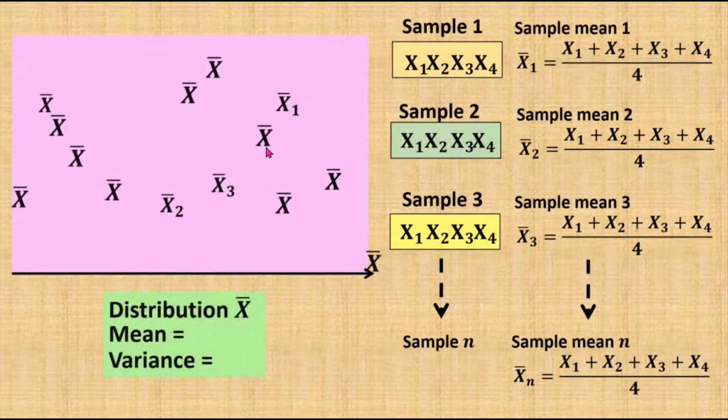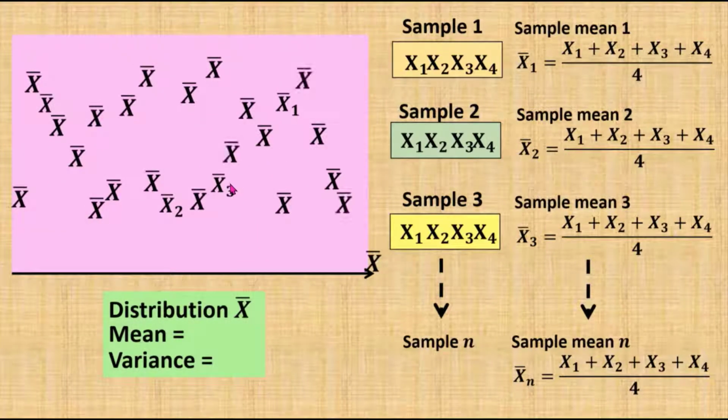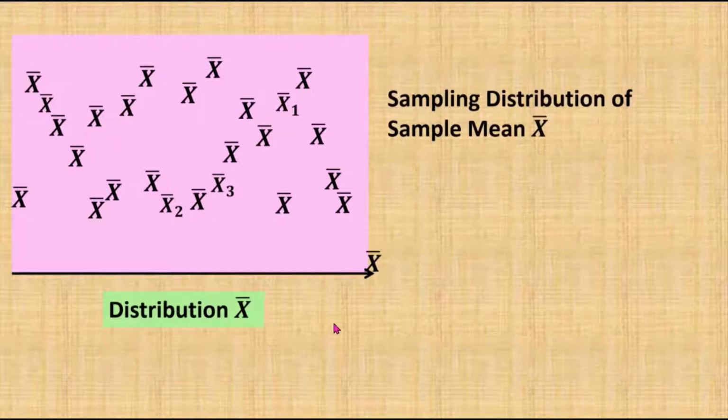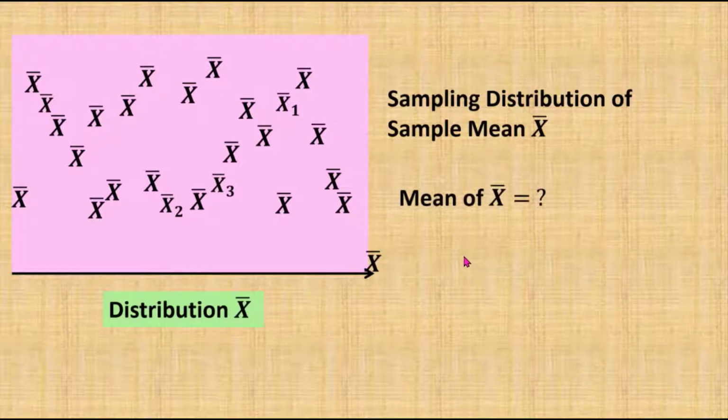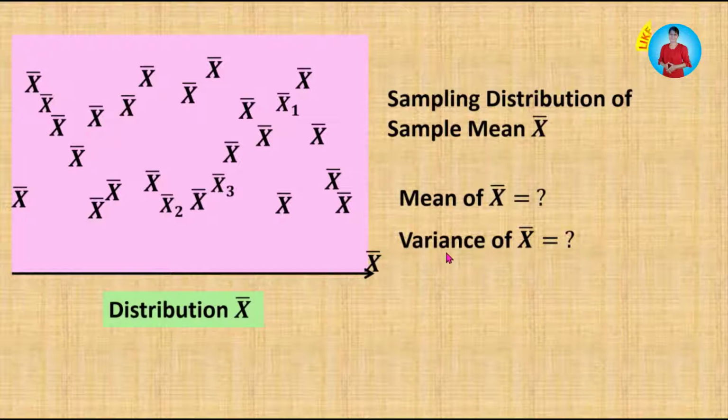Now when all these sample means are put together, they form another distribution, that is the distribution of the sample mean. This distribution of the sample mean is called the sampling distribution of the sample mean. But now we do not know the mean and variance of this distribution. Will it be the same as the population distribution X? Now I'm going to find it out.